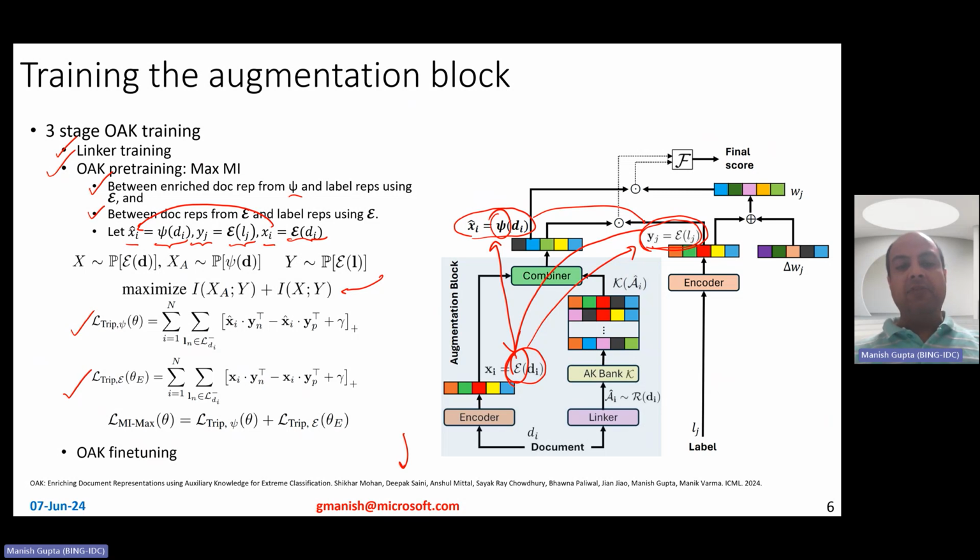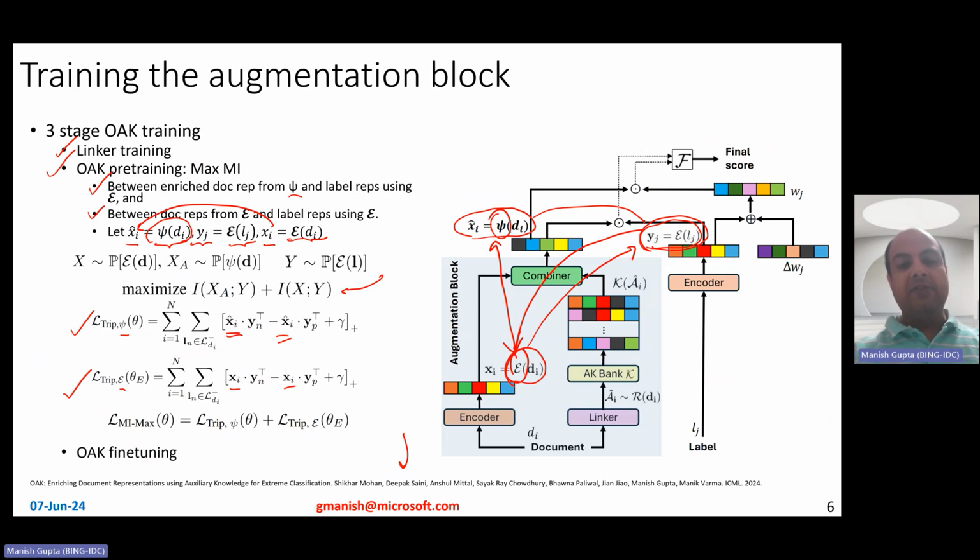Therefore, what we do is to essentially try to maximize and minimize the triplet loss for both of those scenarios: the scenario where we use phi and the scenario where we use the encoded representation for the document. When we use phi, we use xi hat, because that's the rich representation of the document enhanced by the auxiliary knowledge pieces. And when we use the encoder representation, we just use the original encoder representation for the document XI.